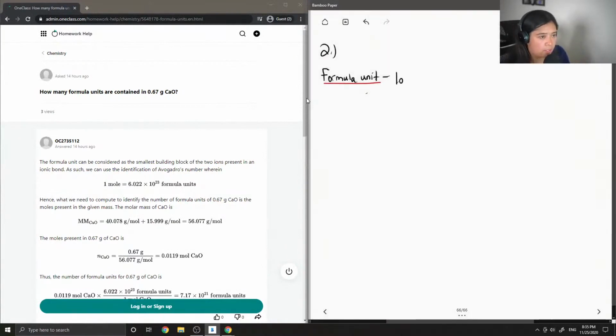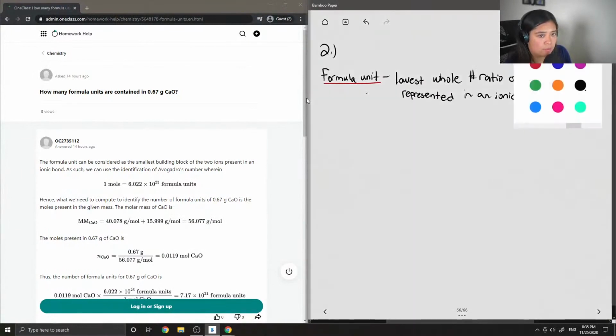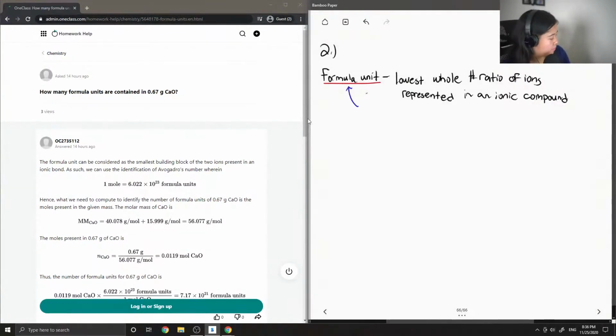Basically, this is the lowest whole number ratio of ions represented in an ionic compound. But the question asks for how many of these units are contained in a certain amount of calcium oxide. So we can also look at formula units as the number of particles. So this is a two-step question.